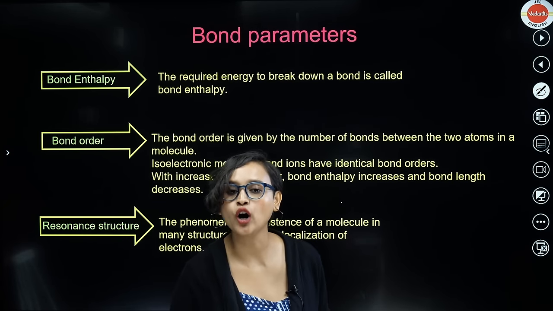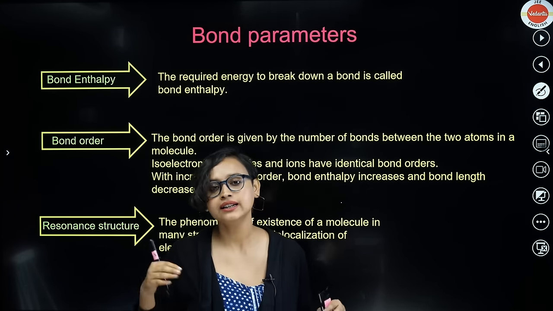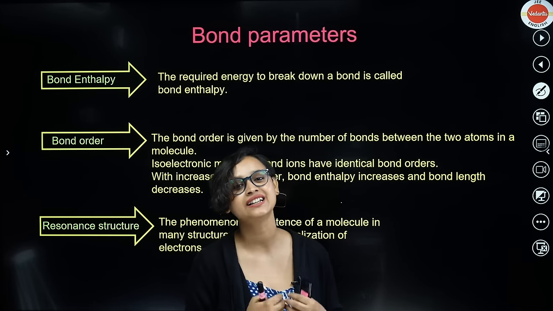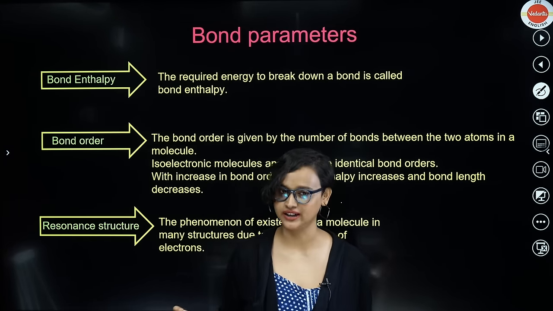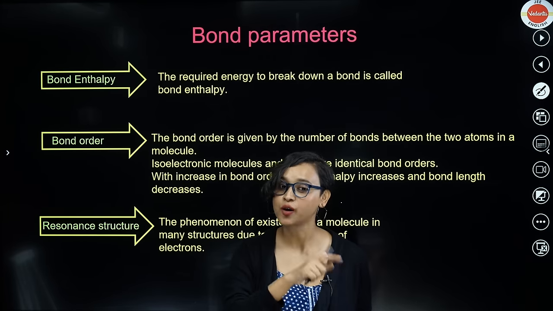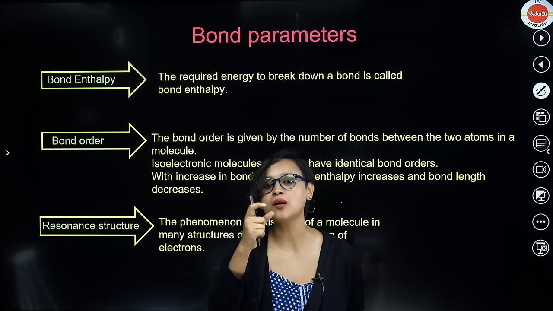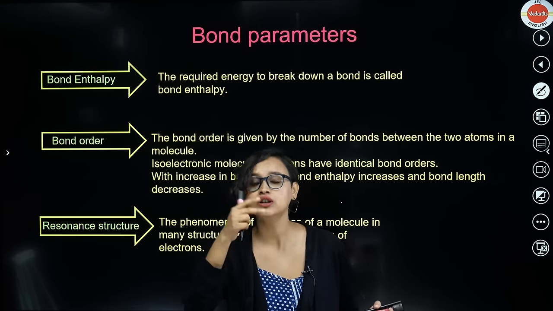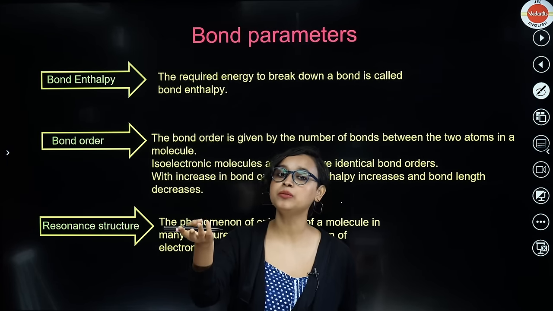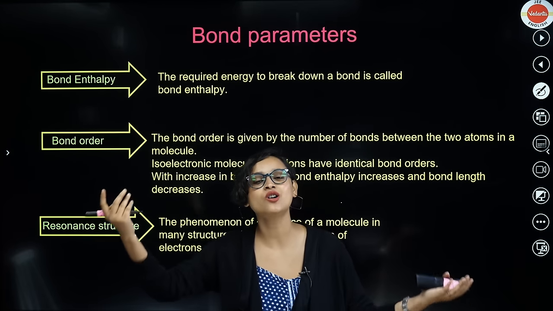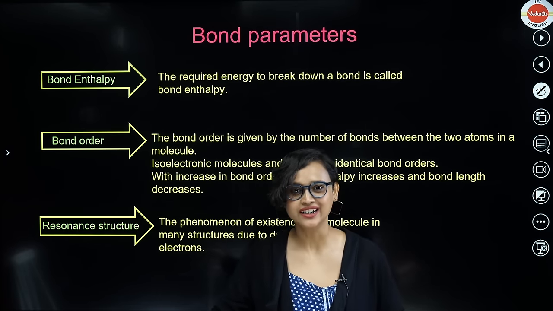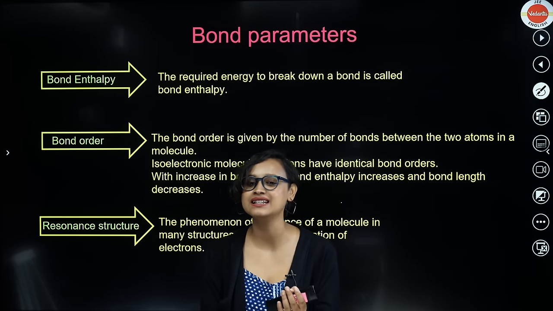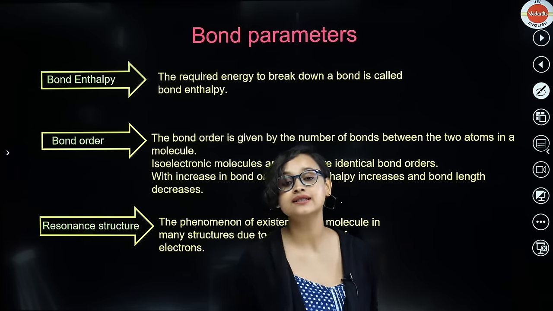Next one is bond enthalpy. What is bond enthalpy? The energy required to break a bond. The energy that is required to break a bond is called bond enthalpy. Now, what is bond order? Bond order is basically the number of bonds between the two atoms. If it is one, then single bond. If it is two, double bond. If it is three, triple bond. If it is zero, the molecule does not exist. Getting my point? If it is zero, the molecule does not exist.